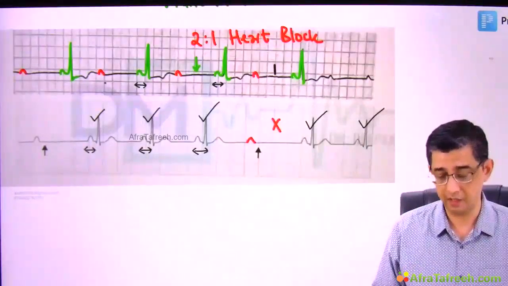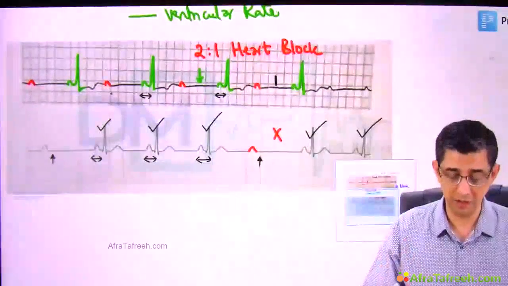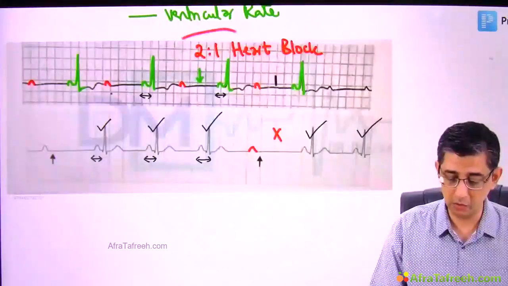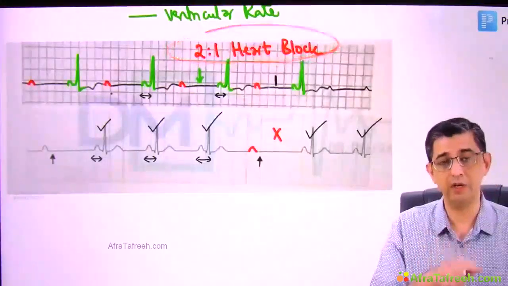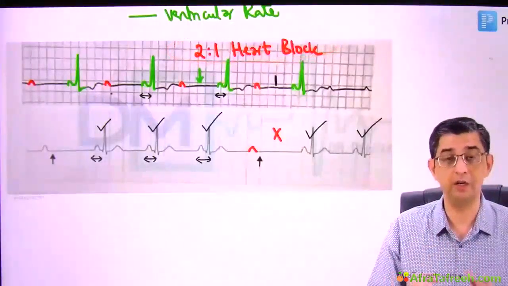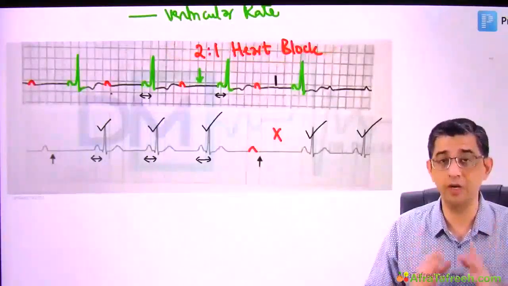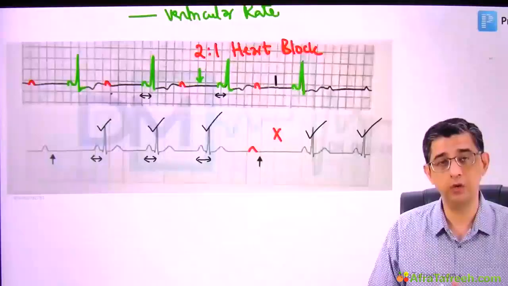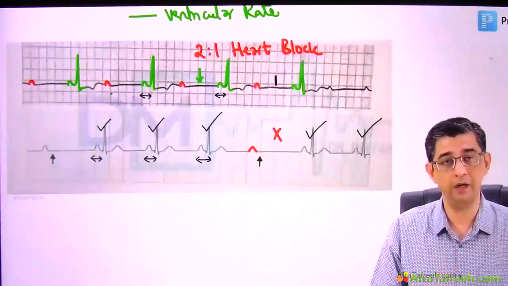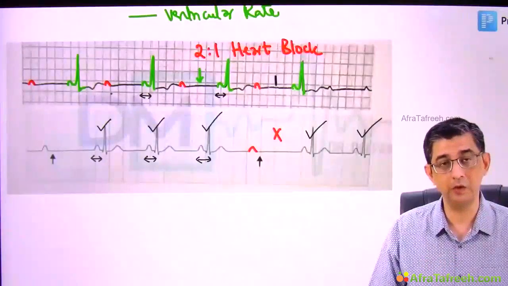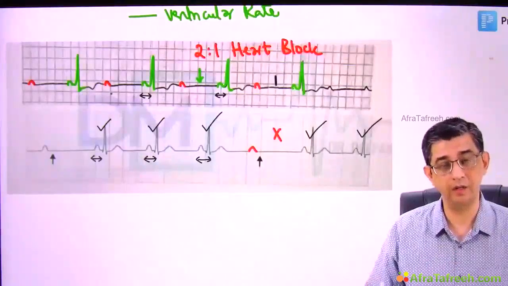So the words, the English words, in the first image that I'm currently marking, 2:1 heart block. The words are conducted, non-conducted, conducted, non-conducted, alternatively. The word is alternatively. Whereas in the other one, you are noticing it is conducted, conducted, conducted. Then there's a drop. Conducted, conducted, conducted, and then there's a drop.